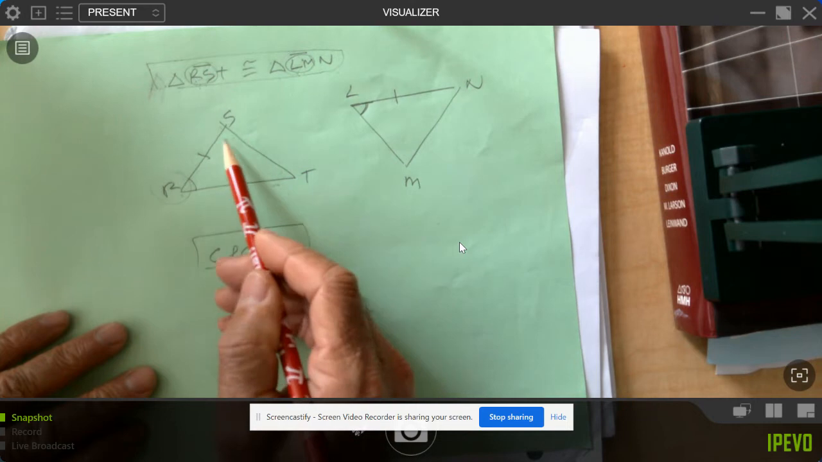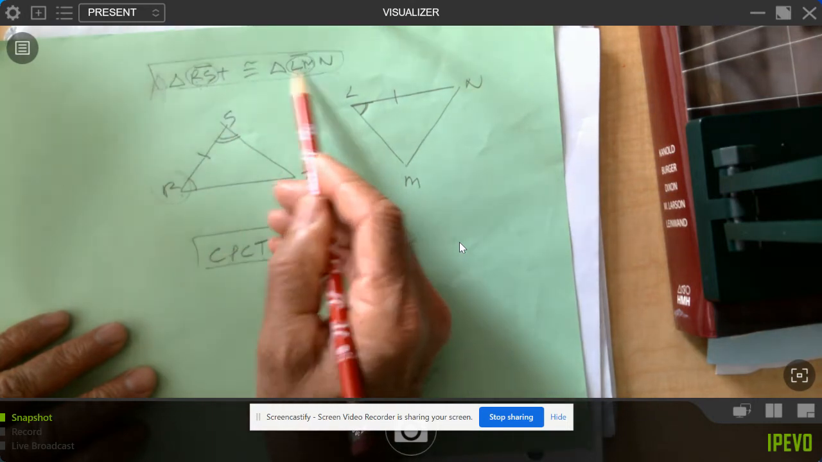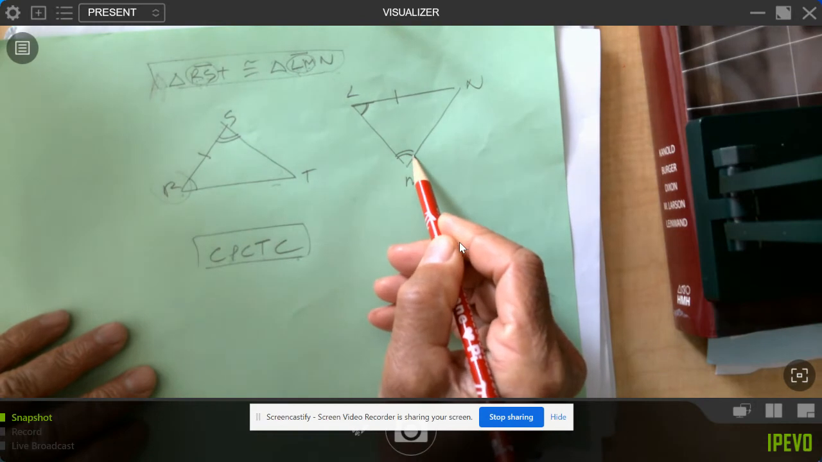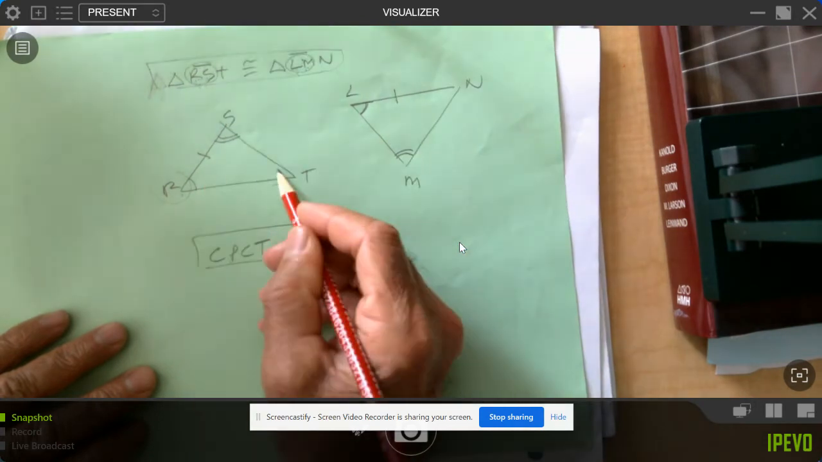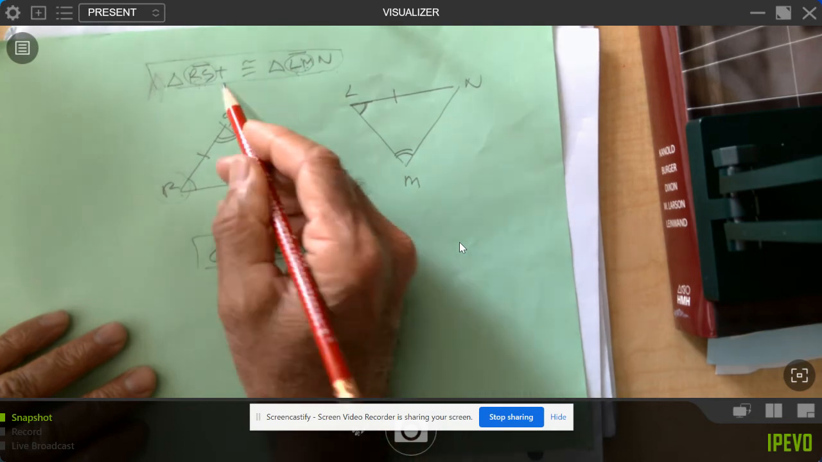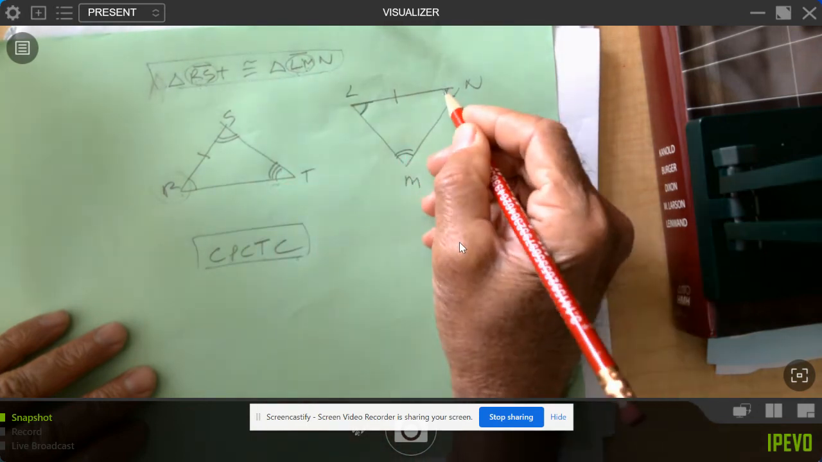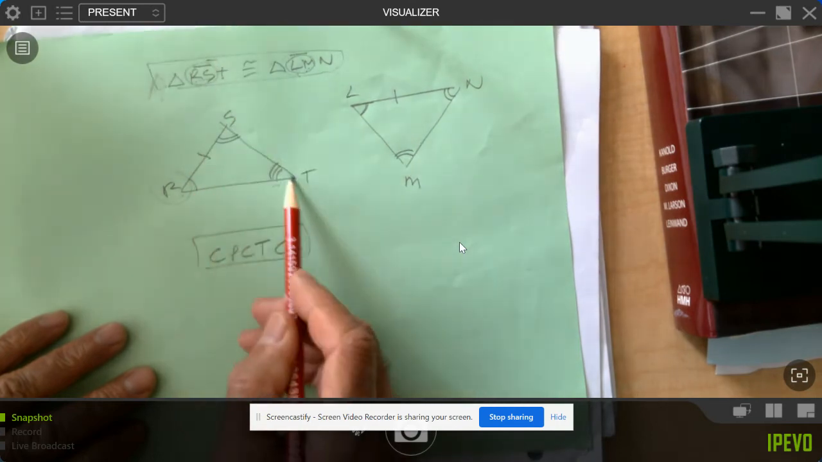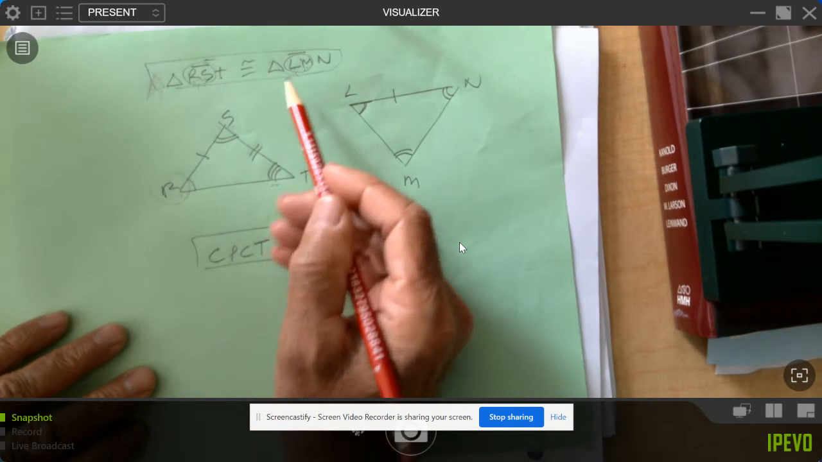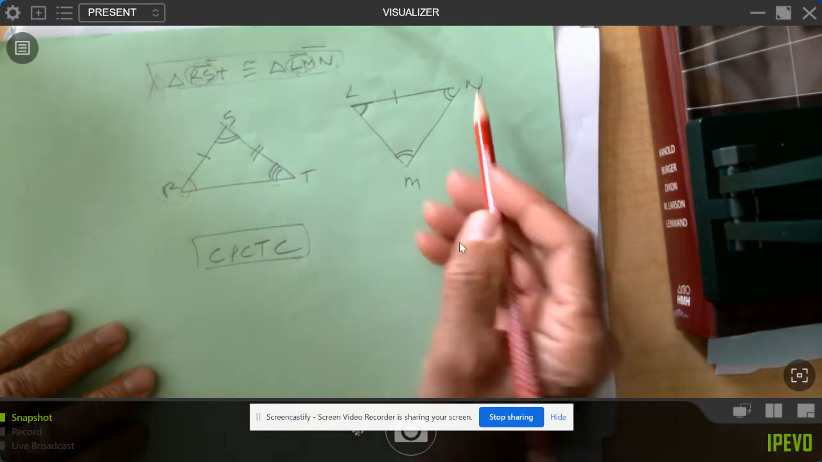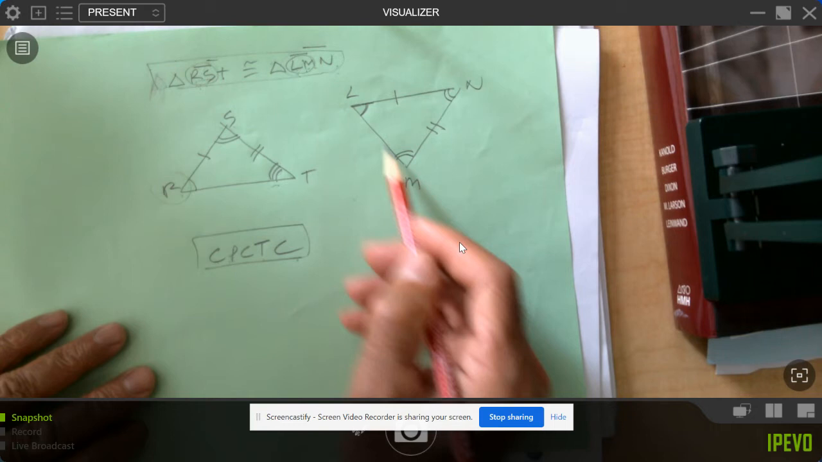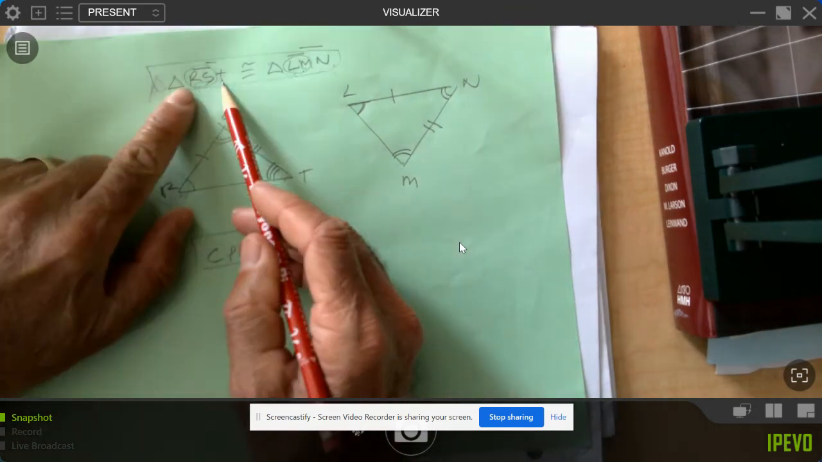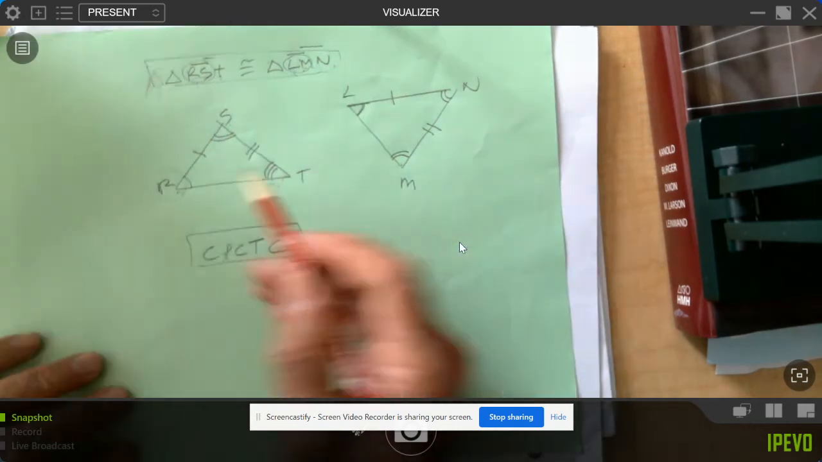Angle S would be matched up to the middle letter, which is M, down here. Angle T would be the last one, and that would match up with angle N. Now ST, the second line segment, which is this one right here, would match up with MN. And then there's only one side left, that's RT and LN. RT is the first and last, LN is the first and last.